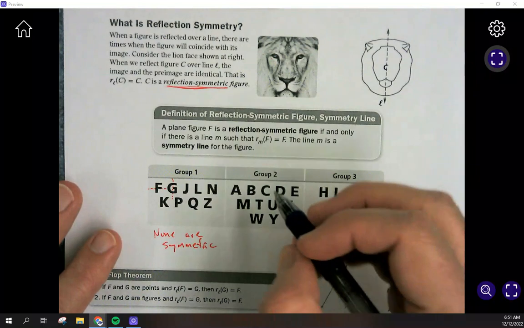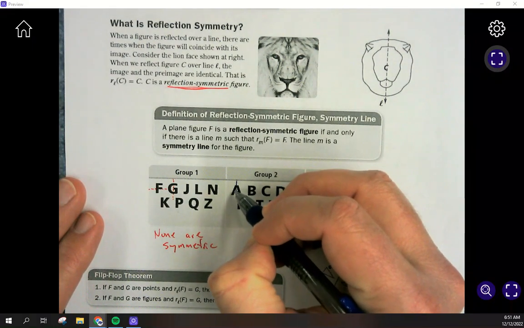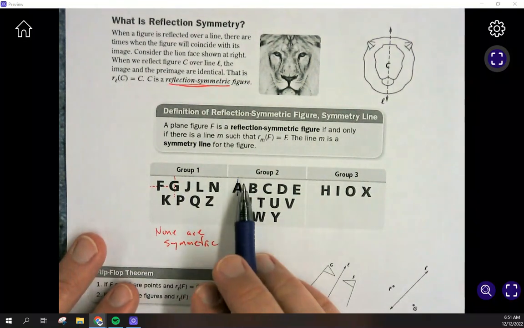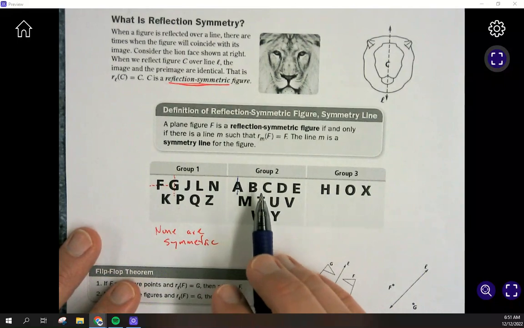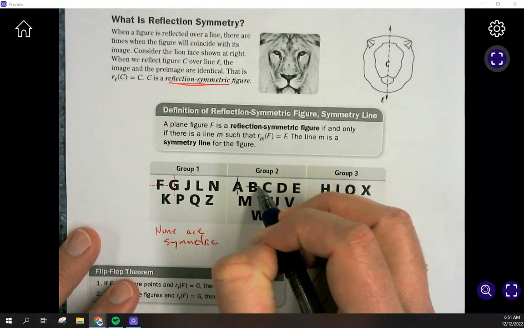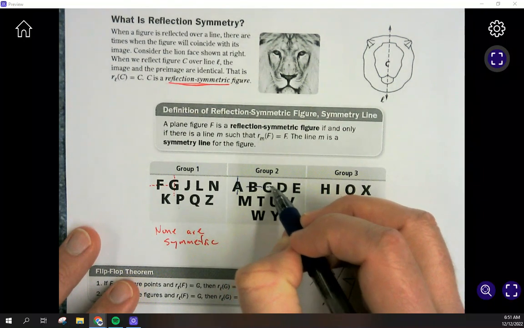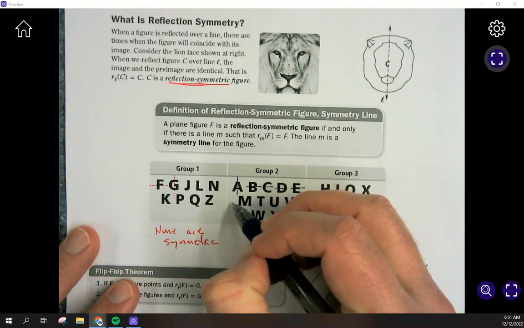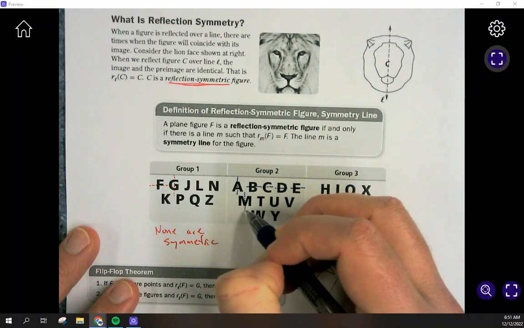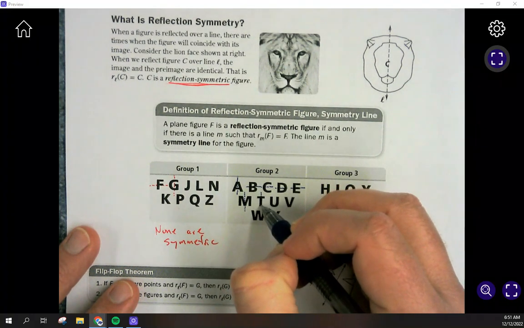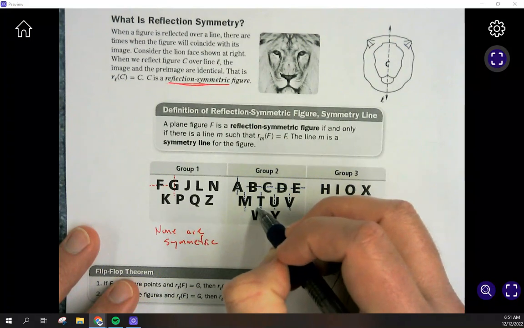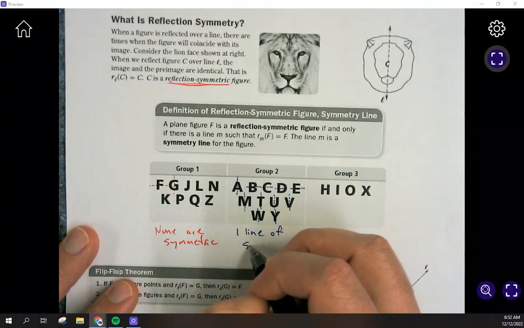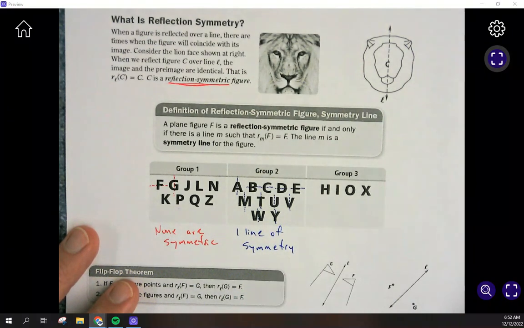All right, group two, I do start to see some symmetry. So I can cut A straight down the middle, and if I reflect across this line, I end up with exactly what I started with. Imagine again folding it across this line. It should fold over on itself. You may look at B and say, well, that doesn't work, but it does if I go this way. Straight across, B could be folded on itself. C straight across can be folded. D straight across. E straight across. M not straight across. That's not going to work. If I folded M across this line, it's not going to line up. But I can fold M over this line. T would be over this line. U would be over this line. V would be over this line. W over this line and Y over this line. But if you notice, each one of these has only one line of symmetry.